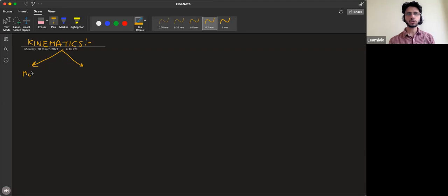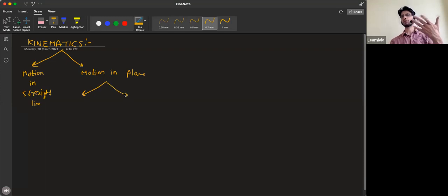It could be motion in a straight line. Kinematics is a big chapter. Then it's motion in a plane. Next, you can divide this motion in the plane into further two categories. It could be projectile motion, or it could be circular motion. And the whole of kinematics means around 4 to 5 questions in your exam.